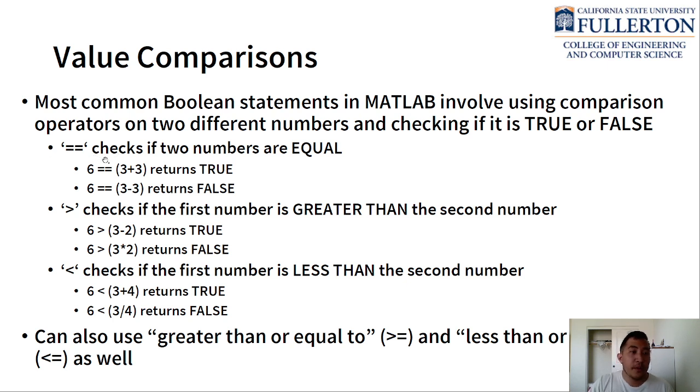Some statements that you can plug into MATLAB is that you can check and see if 6 is equal to 3 plus 3, and that's obviously true. But then you can have another statement that says 6 equals 3 minus 3, which is false. In addition to equals, we have greater than and less than, and they have the same kind of meaning as you probably understand from before. Here are some examples of greater thans or less thans that can be either true or false. We can also have greater than or equal to or less than or equal to as well. These comparison operators work exactly the same in MATLAB, and they're used to create these Boolean statements.